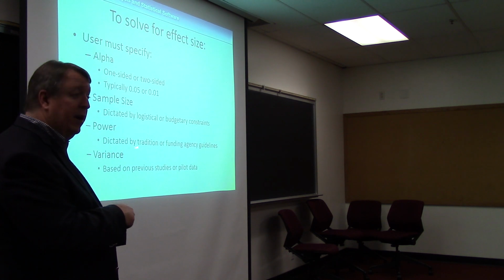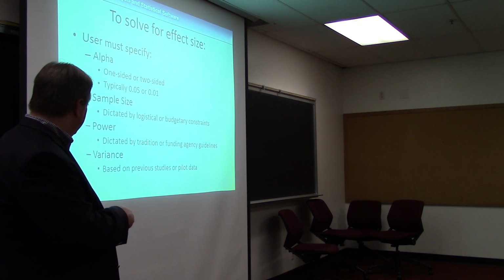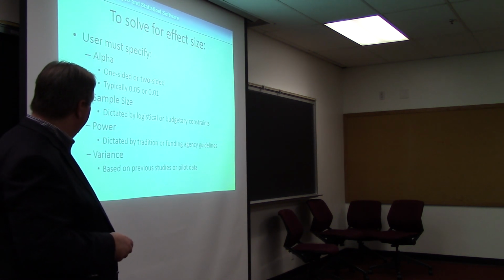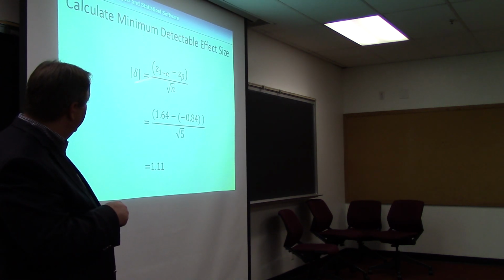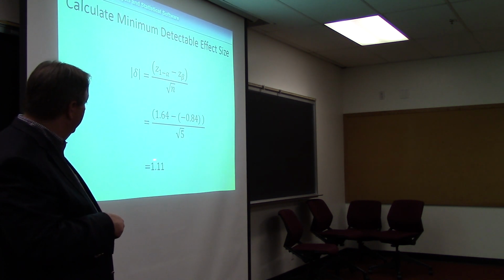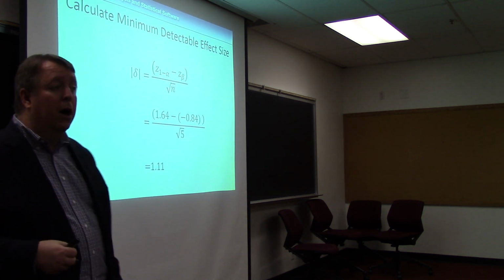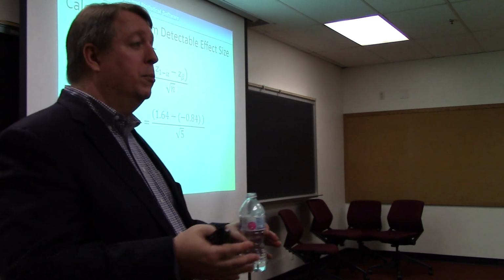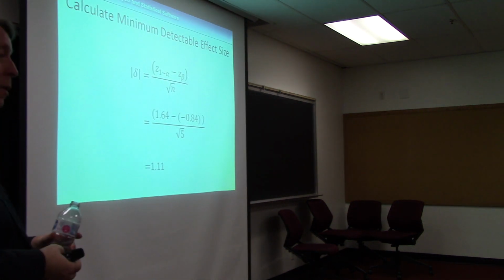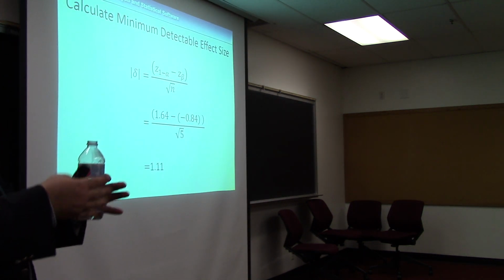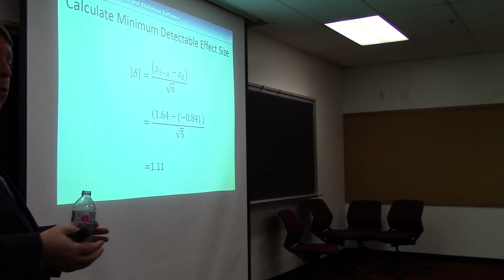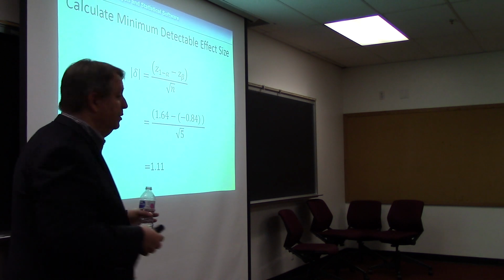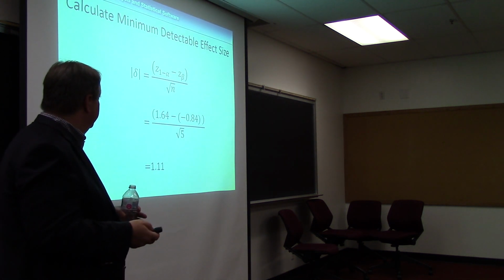I don't tell it the effect size because that's what I'm estimating this time. And I have to tell it the variance. So again, I have my assumptions. I can do my calculations by hand if I want to, z1 minus alpha minus z beta and so forth. If I do it by hand, I get a minimum detectable effect size of 1.11. Or I need a difference between my mean under the null and alternative that needs to be at least 1.11 given a sample size of 5 and power of 80%.